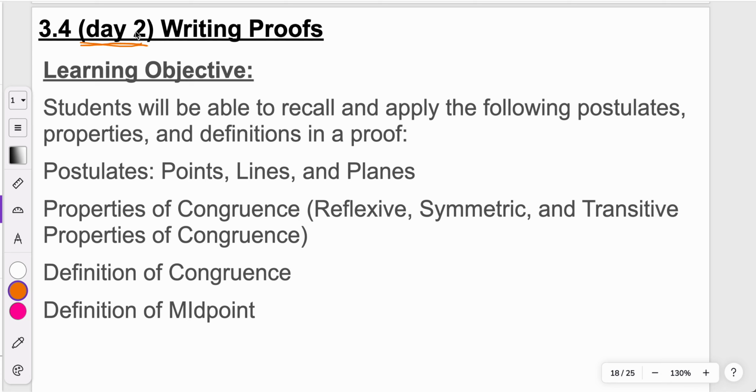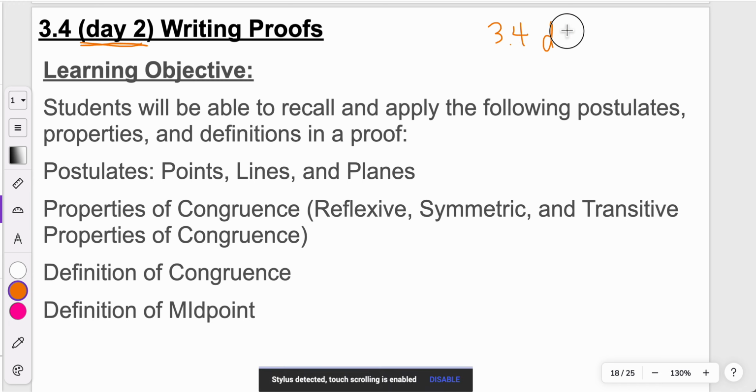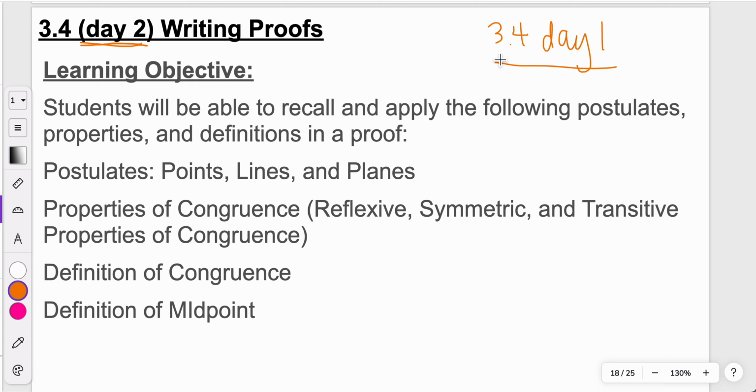Today we're going to look at 3.4 day 2, which is actually writing proofs. So day 1 we talked about algebraic reasoning, which is a great introduction to proofs. If you haven't had a chance to watch 3.4 day 1, I would highly recommend that. That just kind of gets you going on how proofs work. It's a little bit easier and you're not having to worry about all these postulates, properties.